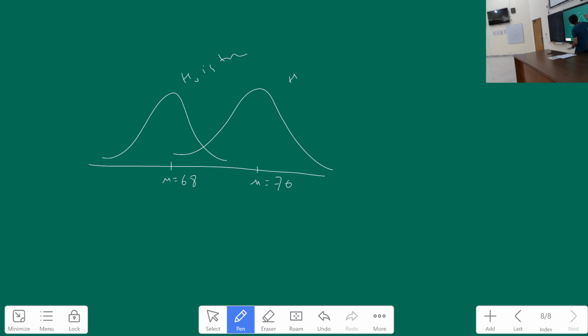This is H1. Can any of you tell me, okay, what was our acceptance region? It was 67 to 69. Right? Now can any of you tell me here in the graph which area should represent beta? Probability of क्या था?